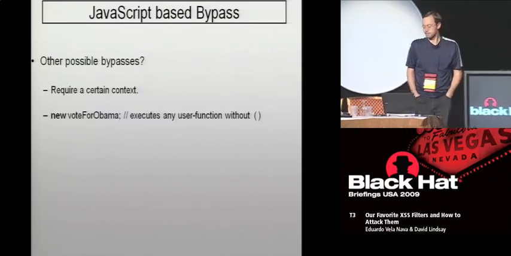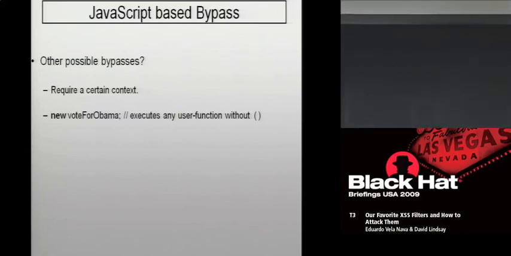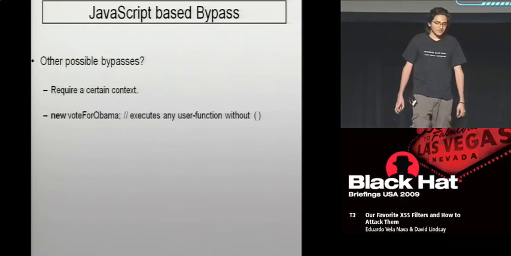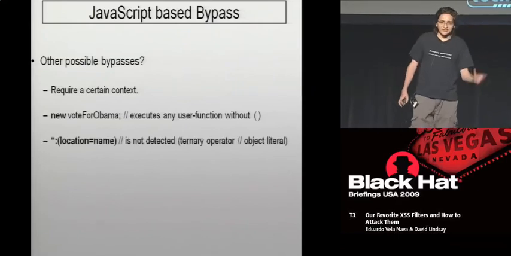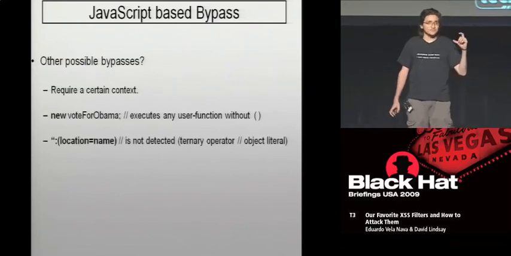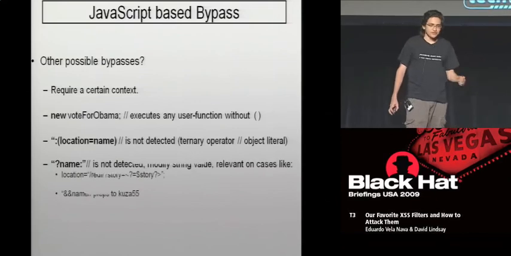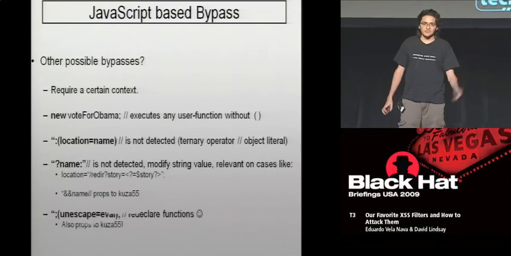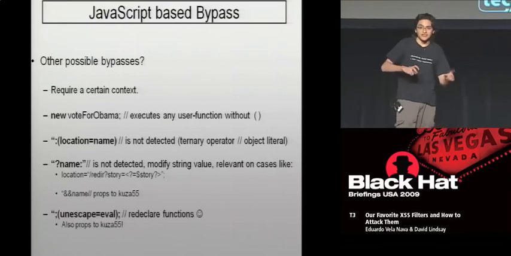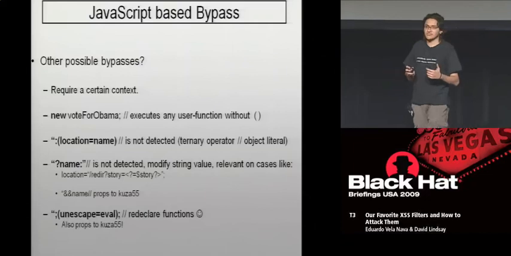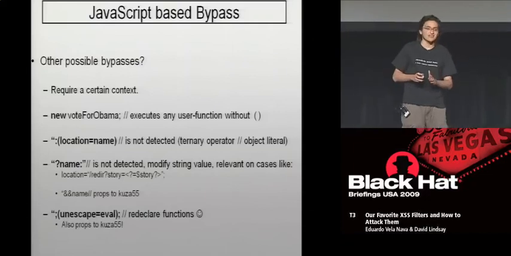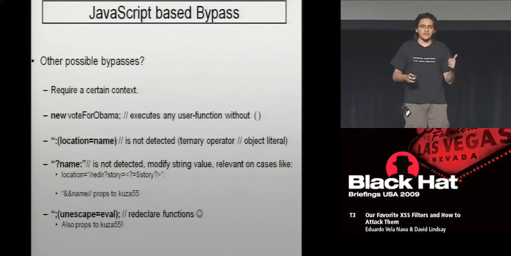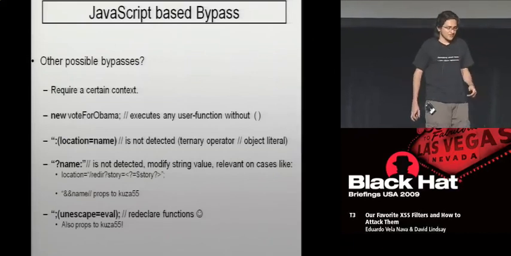Well, other possible bypasses using new. You can execute user functions inside the code. You can do it like this, use locations inside ternary operators. You can also use ternary operators to replace the string, and rewrite your functions. If you rewrite a function and then some script on the client side, like Google Analytics or something like that, uses escape and the referrer, then you can probably bypass the filter.